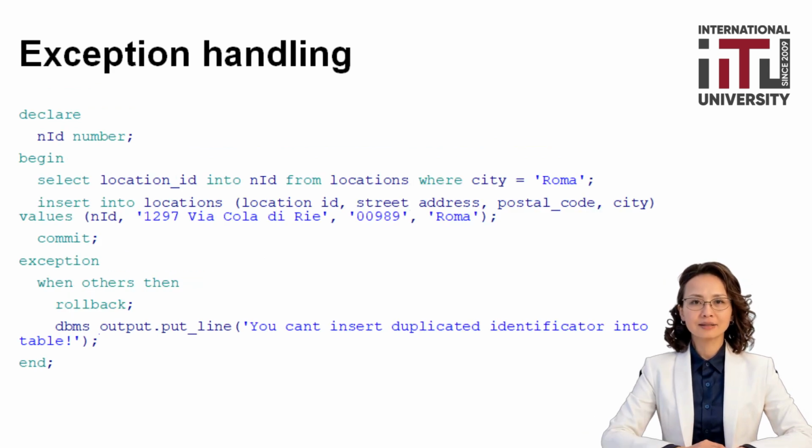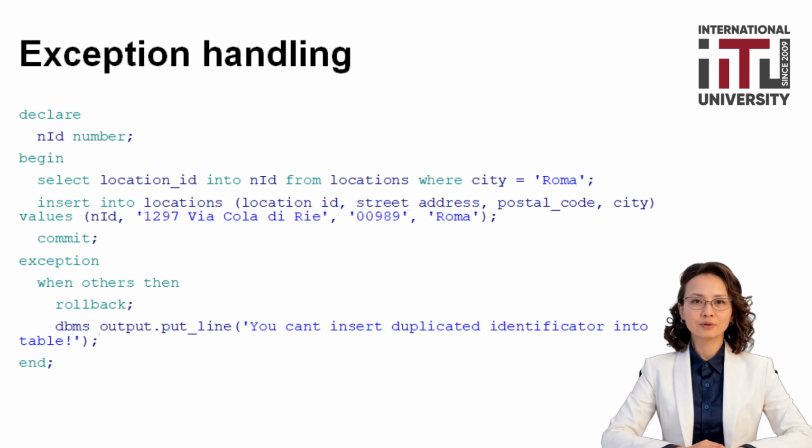In this PL/SQL block, we first select the location ID from the locations table where the city is Roma and store it in the variable NID. Then we try to insert a new row into the locations table using this NID, along with a street address, postal code, and city. After the insert, the transaction is committed.